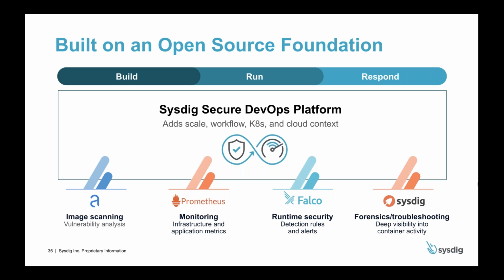And finally, really being built on an open source foundation. We talked about this at the beginning of the talk, where we're built on open source tools like Anchore Engine for vulnerabilities, extending Prometheus, extending and building on Falco, and the Sysdig open source for forensics and troubleshooting, and adding the workflows, the context, and the scale on top to allow cloud teams to run confidently in production.